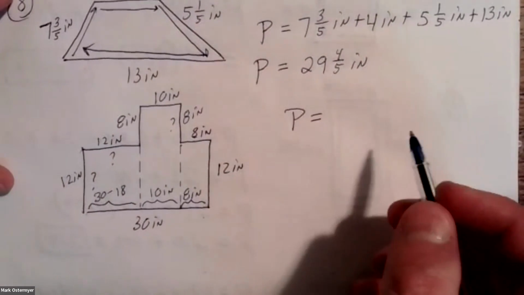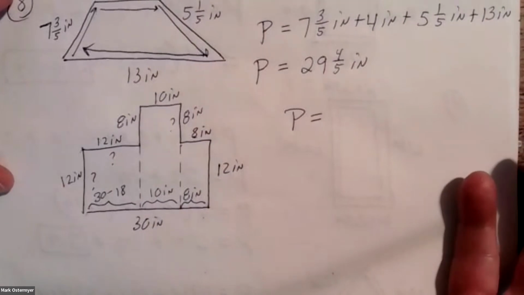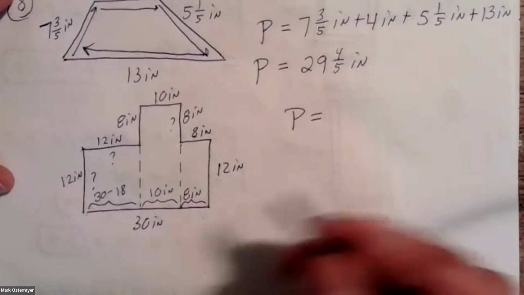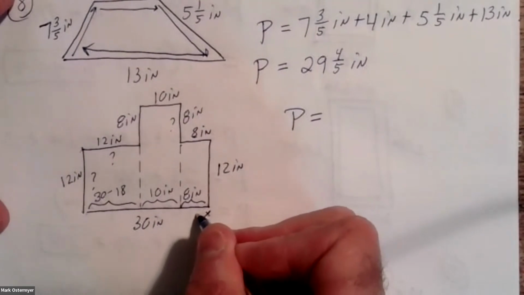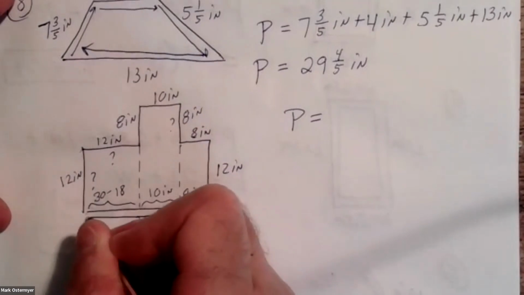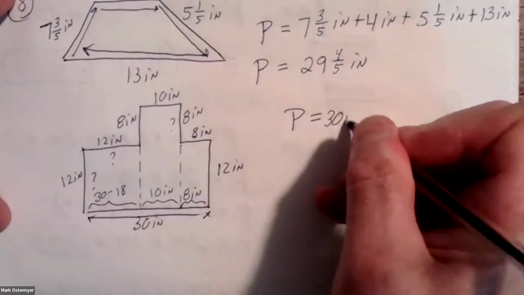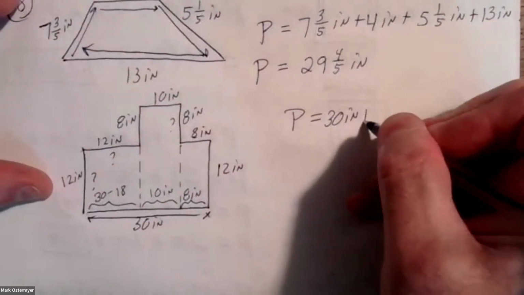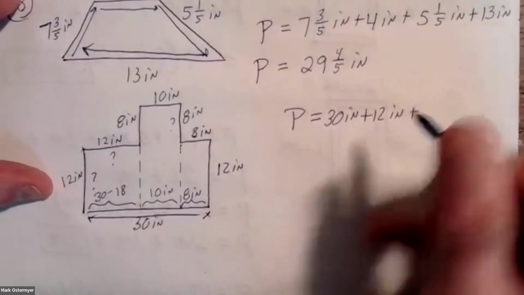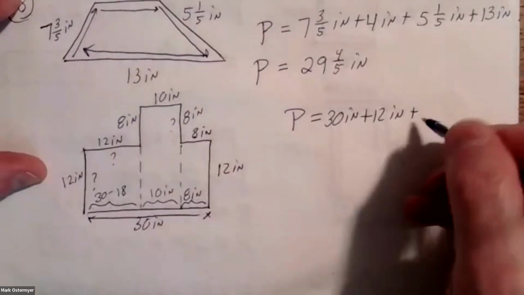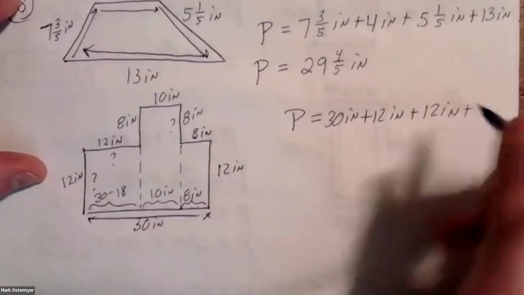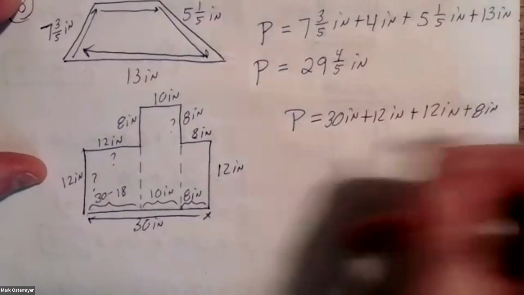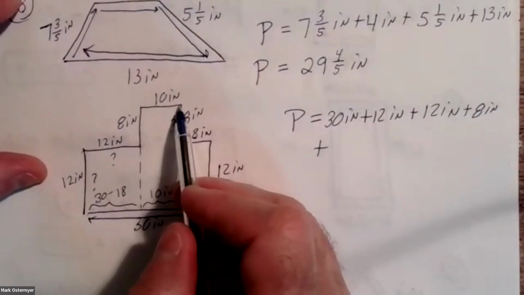So let's walk around this shape, and it doesn't matter where you start and what direction you walk, clockwise or counterclockwise. I'm going to start right here, and I'm going to walk clockwise. So here to here is 30 inches. Plus I walk from here to here, that's 12 more inches. Plus I walk from here, that's another 12 inches. Plus I walk from here to here, that's 8 inches. Plus I walk from here to here, that's 10 inches.